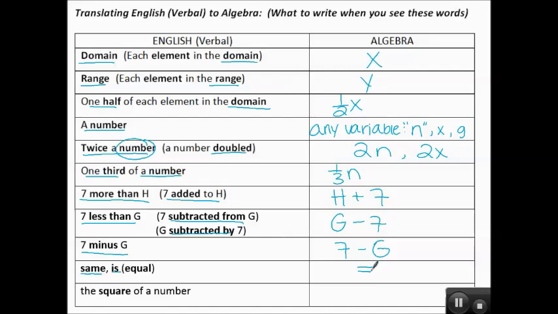Lastly, the square of a number. When I want to square a number, remember we're going to use n to represent a number. So I'm going to put n, and I'm going to square it, the square of a number.